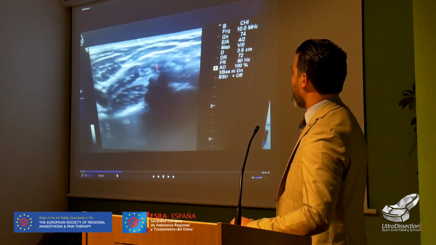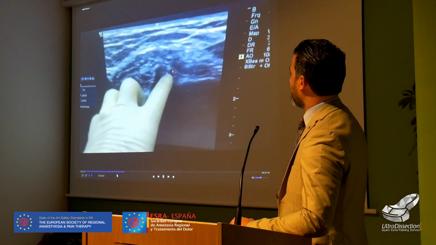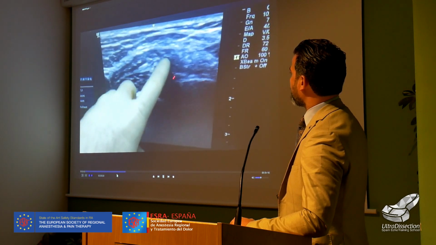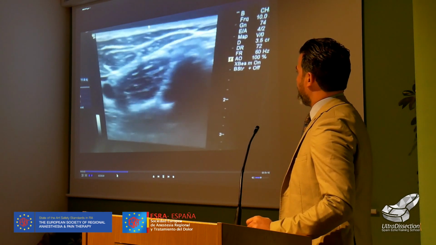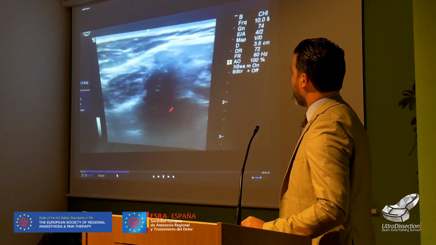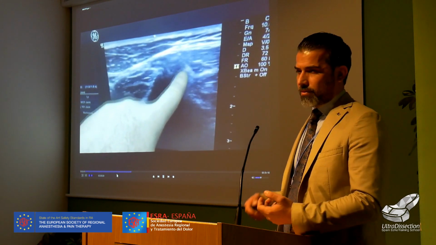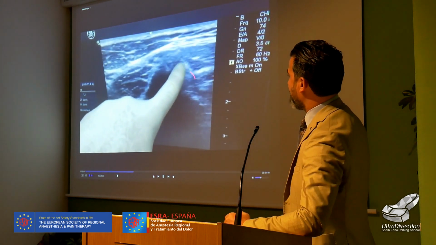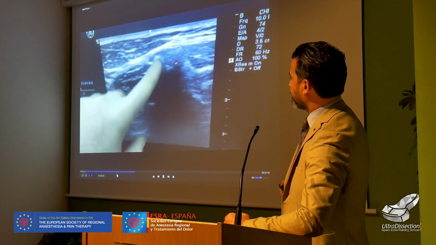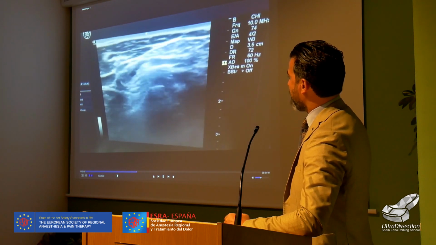The C4 root. So this is the root now. This is the root, and this is the tubercle here. This is the root, and this is the facet. So the posterior and anterior tubercle and the C4. And here you can go to the C3 root. When you go more proximal, it's difficult to visualize the nerve. You go to the C3 root, and this is the exiting foramen, this is the anterior root.